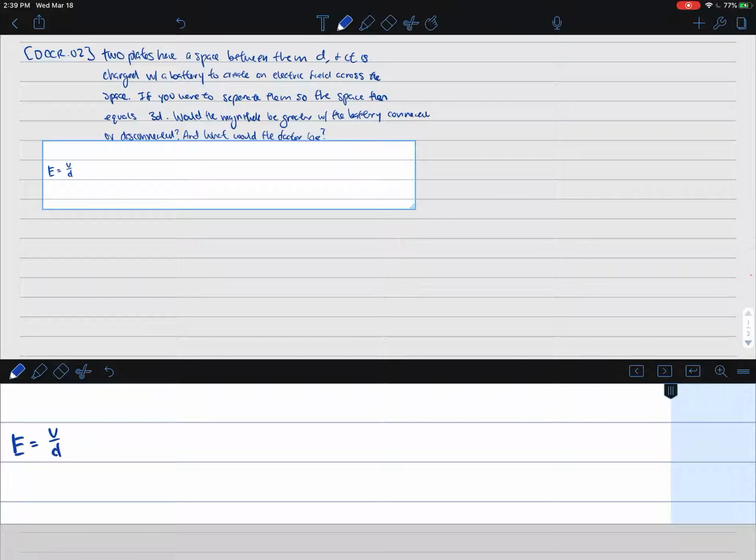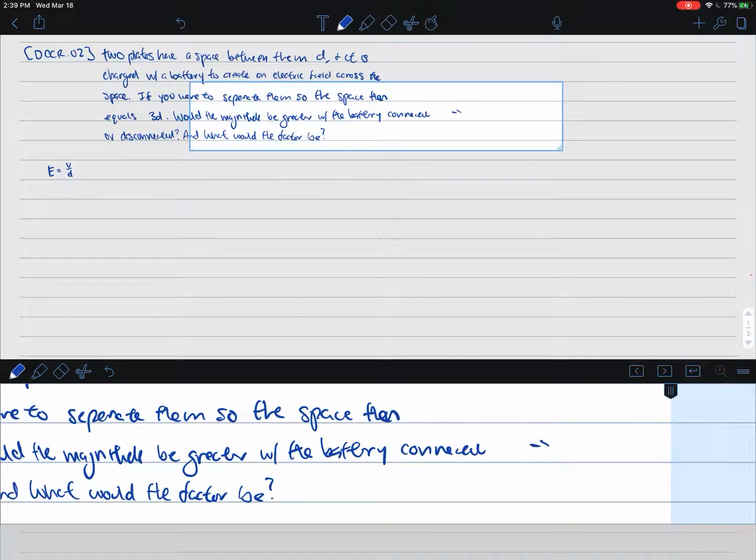In order to demonstrate this standard, I'm using the question. Two plates have a space between them, D, and it is charged with a battery to create an electric field across the space. If you were to separate them so that the space equals 3D, would the magnitude be greater with the battery connected or disconnected? And then what would the factor be? Oh, I'm supposed to write the magnitude of the electric field.